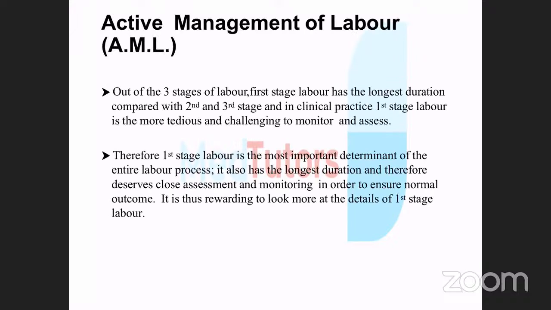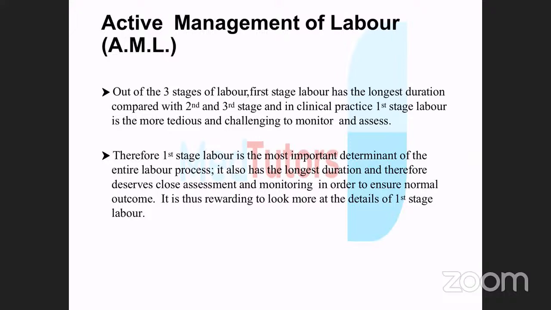So what is the active management of labor? We said labor has 3 stages: first stage, second stage, and third stage. The first stage is up to 10 centimeters cervical dilatation. But for clinical purposes, we only admit patients whose cervical dilatation is up to 4 centimeters into labor. So from 4 to 10 centimeters cervical dilatation is first stage. From 10 centimeters to delivery of the fetus is second stage. And from delivery of the fetus to delivery of the placenta is the third stage.